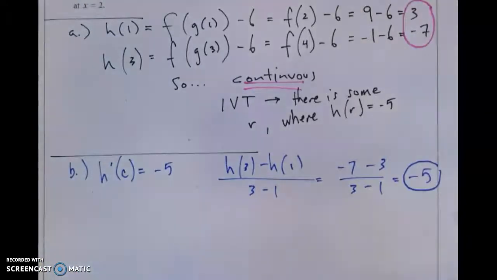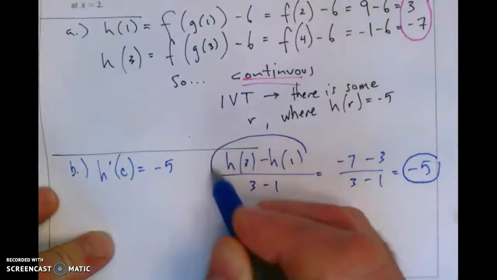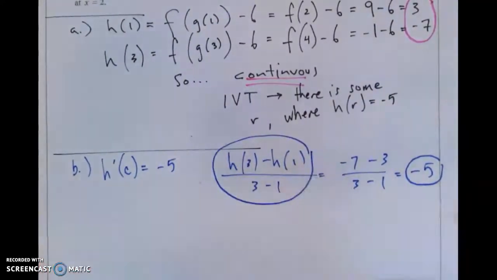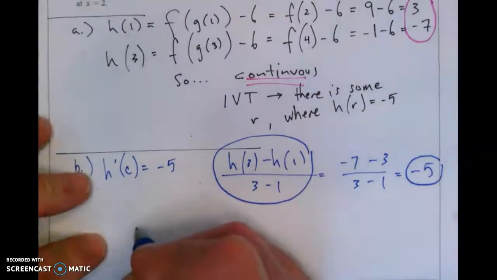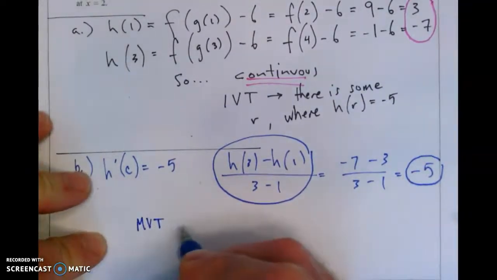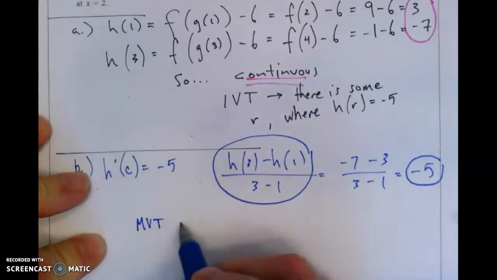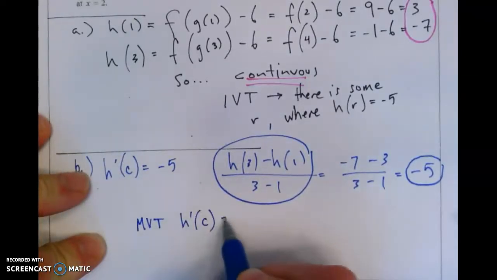Very similar question for the next piece. Why there must be a value c between 1 and 3 such that h prime of c equals negative 5. Well, this is the mean value theorem, which means we're taking the average rate of change from 1 to 3, it doesn't matter, and we solve it, and we get negative 5. Therefore, there must be some value from the mean value theorem where h prime of c equals negative 5.